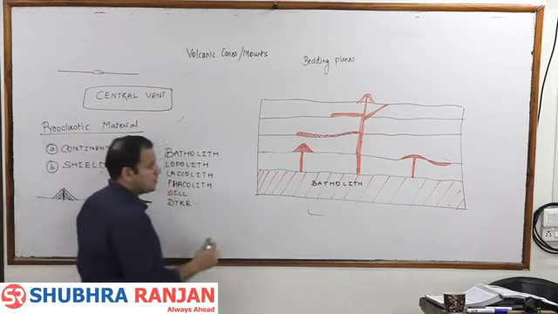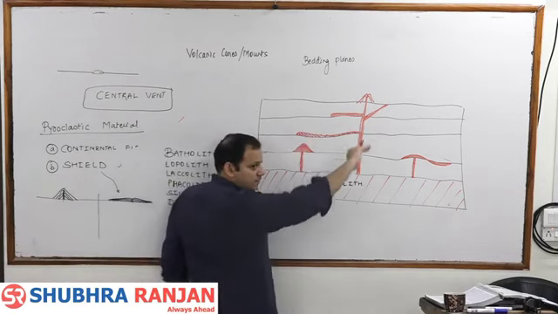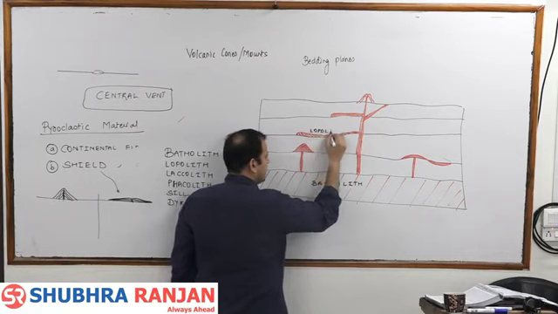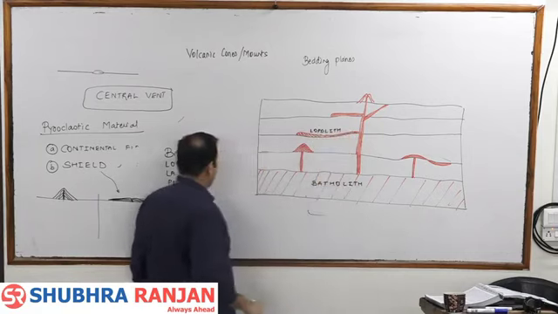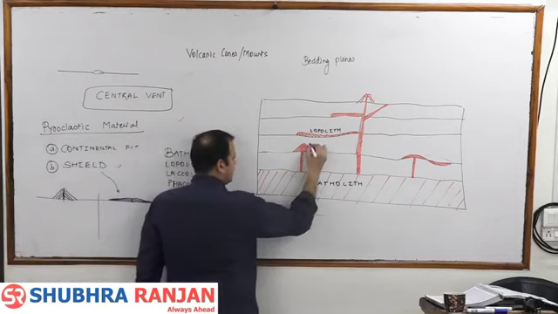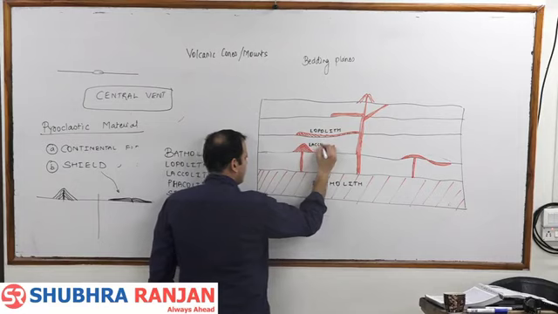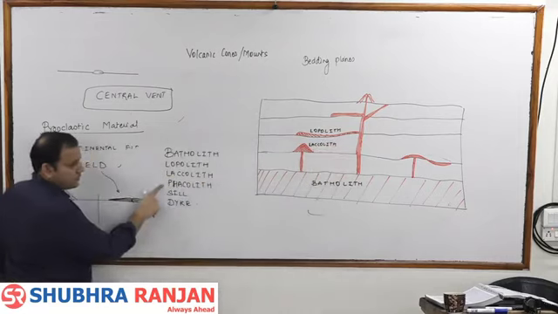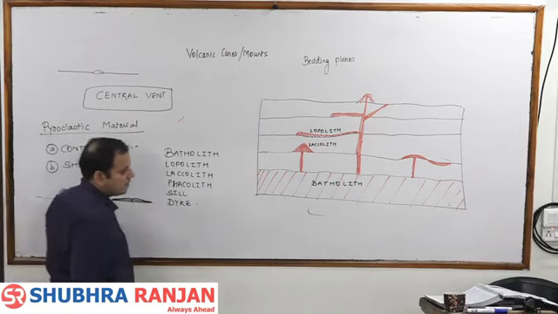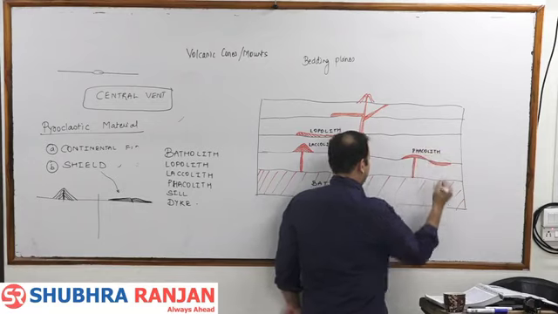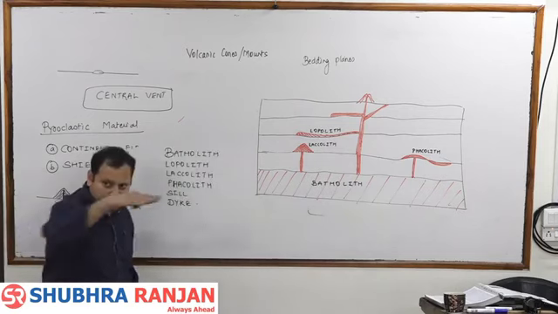Lopolith means saucer shaped, concave. This is the lopolith. After that, laccolith, dome shaped. This is the laccolith. Phacolith, like a lens. Sill, horizontal.